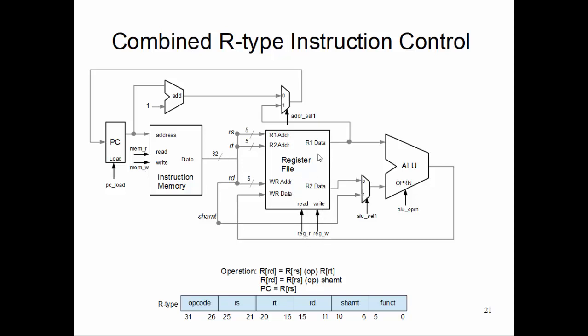Now we have 2 multiplexer selections, let's call them address selection 1 and ALU selection 1. Depending on the operation code, ALU selection will either select the shift amount or select from the register 2, R2, output port. And the address selection mux will either select PC plus 1 or select the R1 data output, depending on whether I am doing a JR operation or not. So our controller needs to set these signals appropriately during the different cycles, like these 5 cycles. All right, but this is my control path for the R instruction.